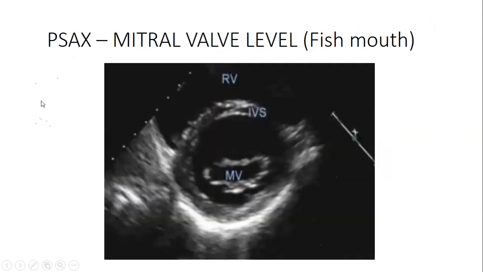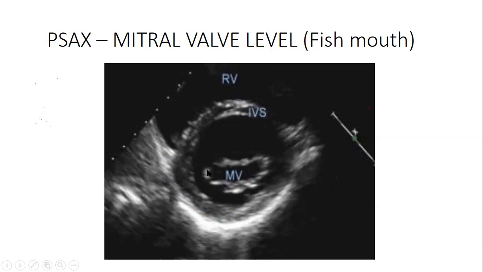We'll explain it further. Now, remember, I said from the aortic level, short parasternal axis, you can tilt your probe slightly down. This is what you are going to have. You are going to have the mitral valve, the mitral valve level. This is the mitral valve here. It gives you the fish mouth. When you hear of a fish mouth, this is the fish mouth.